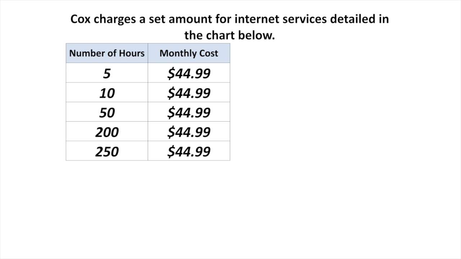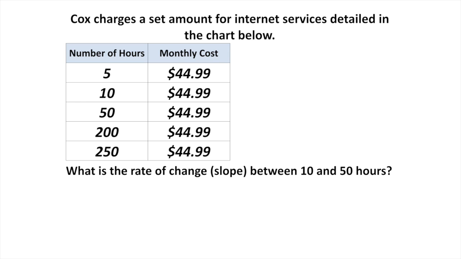All right, now this is Cox Communication for the cable bill. They have a certain amount that they charge for internet services. If you use the internet for 5 hours a month, they charge you this amount. If you use it for 250 hours a month, then they charge you this amount. What we're asked to do here is find what the average rate of change is between 10 and 50 hours. So we're trying to find the slope between these two.